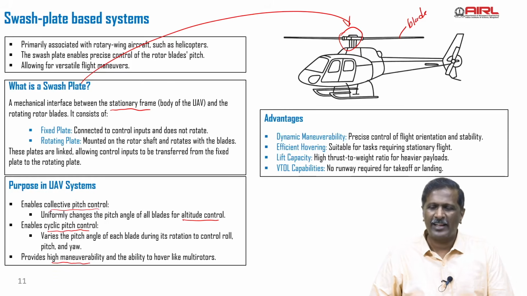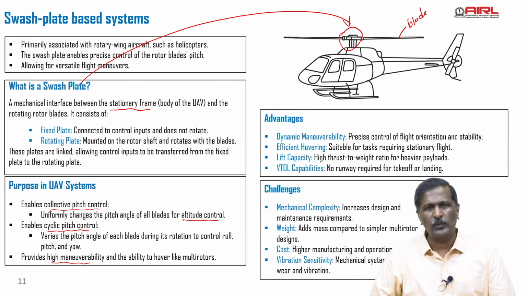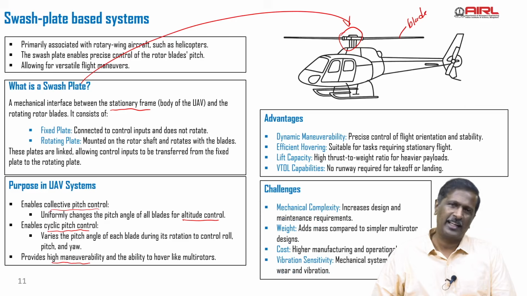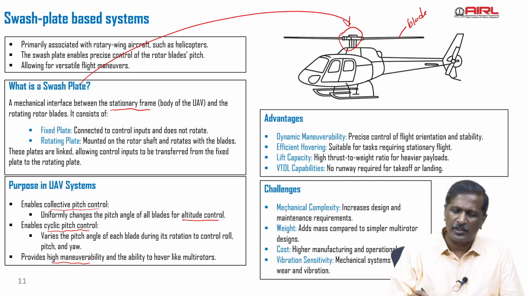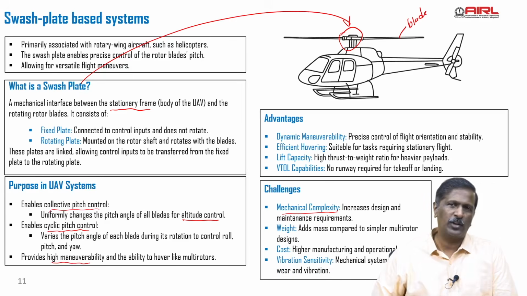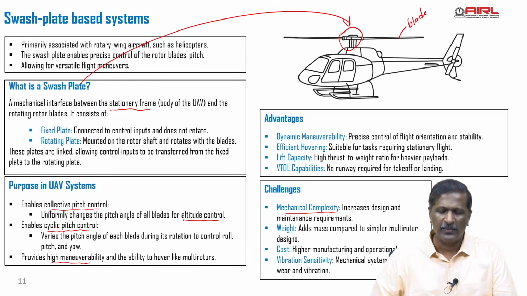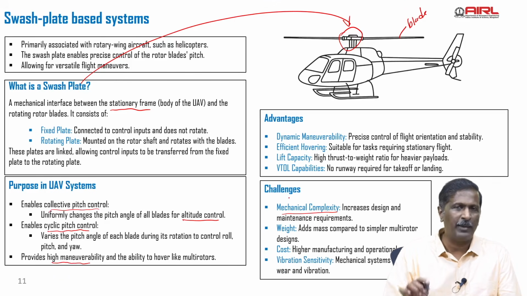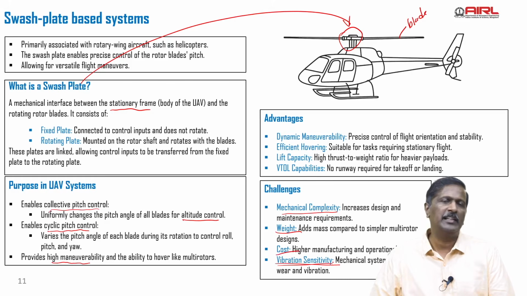Of course, they are dynamically maneuverable, very efficient in hovering like a multi-rotor system. They are useful for heavy lift because these are mostly engine powered. I can carry more fuel and then I can operate. The challenge again comes into mechanical complexity because you have the swash plate controlling them. Their vibration will just transmit. That leads to complex mechanical design, right? Of course, the weight, cost, vibration is the biggest factor here, which we need to take care of.